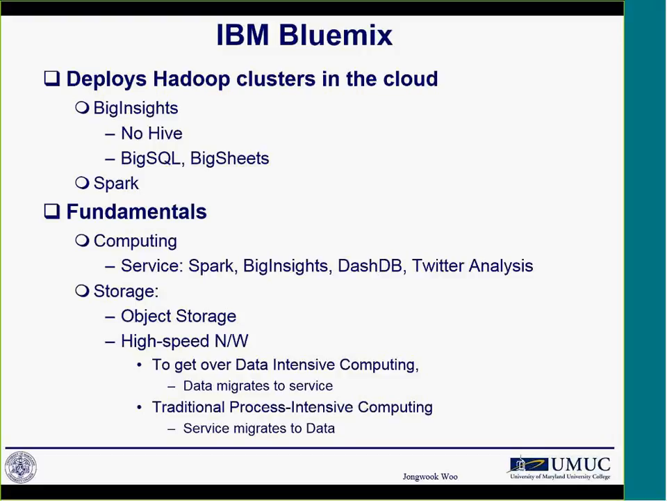But because of a network bottleneck, the traditional process-intensive computing, I mean, the traditional supercomputer, cannot handle big data efficiently. That's why we have Hadoop and we have cloud computing these days.